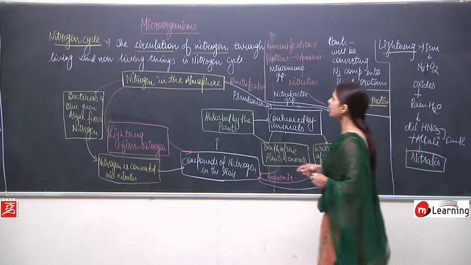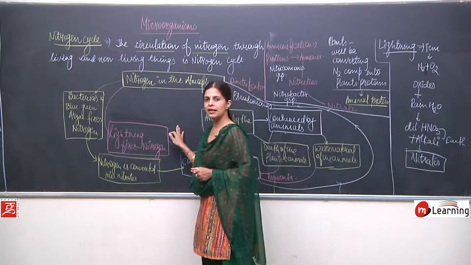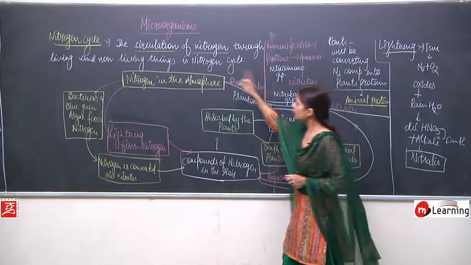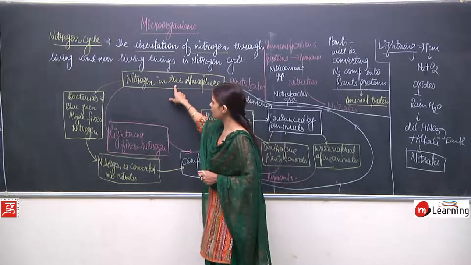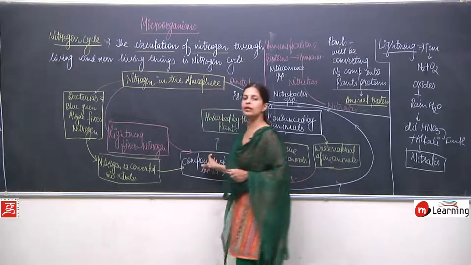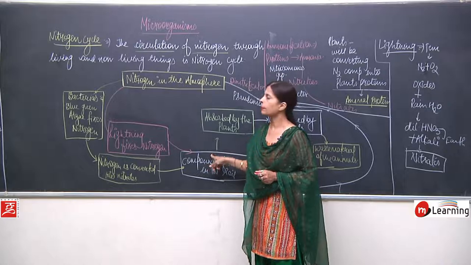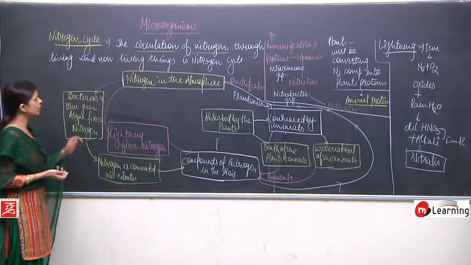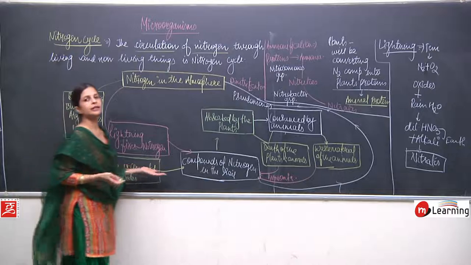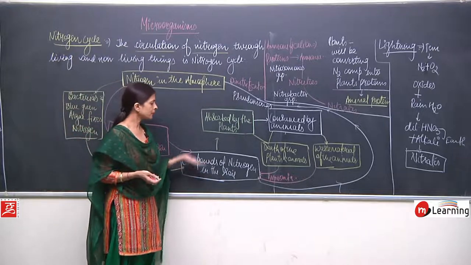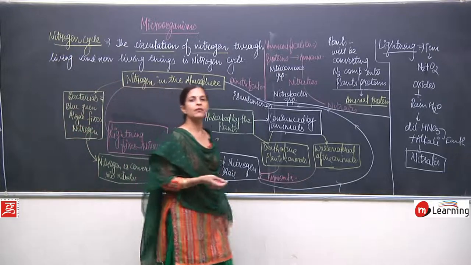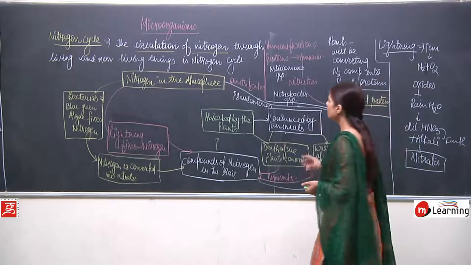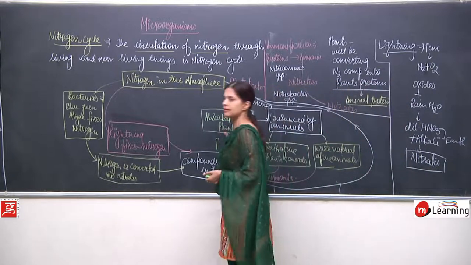First of all, we know that lightning also fixes nitrogen. We have discussed how lightning fixes nitrogen. So, that is the first way the nitrogen of the atmosphere gets converted into compounds of nitrogen. Again, certain bacteria and blue-green algae also convert nitrogen into its compounds. Very simple. These compounds of nitrogen present in the soil will be absorbed by the plants.